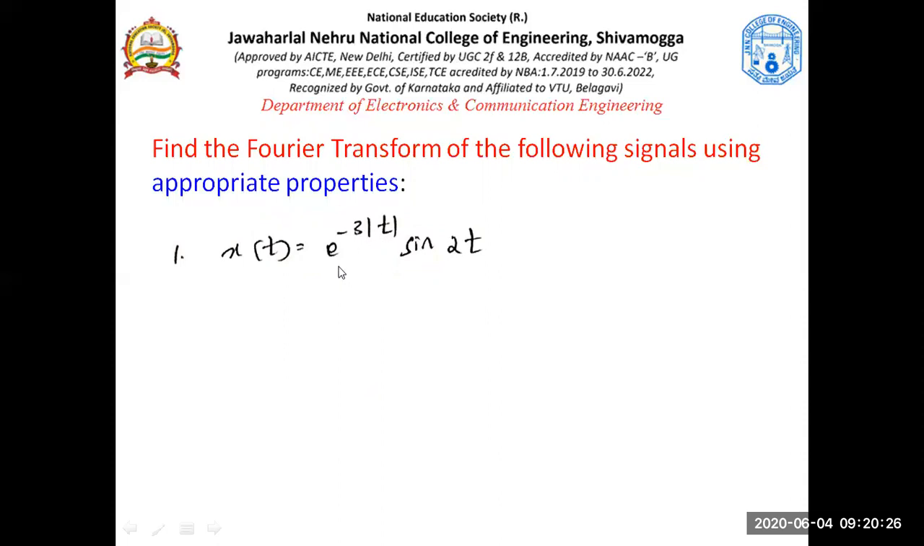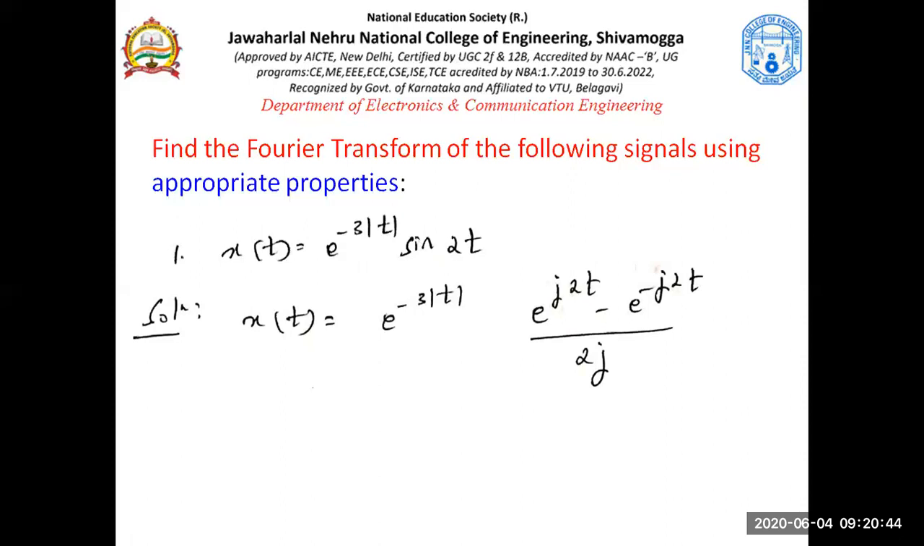So what type of signal is this? This is a signal which extends from minus infinity to plus infinity. There are two functions of t here, this one and sine 2t. It's e power minus 3 magnitude t, which you keep as it is, and express this sine 2t in terms of the complex exponential. That is what is done here.